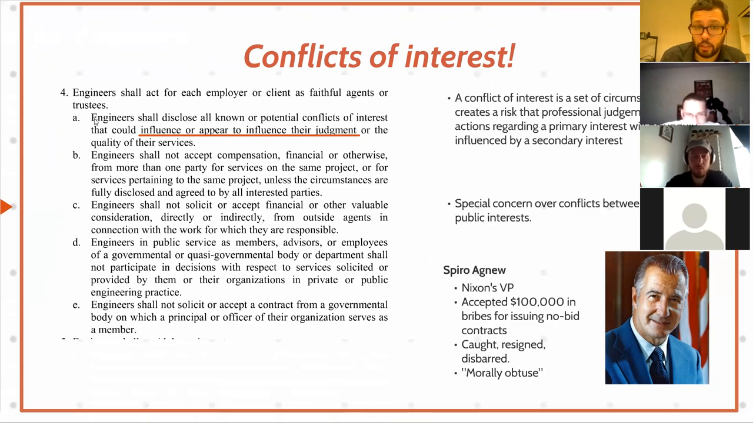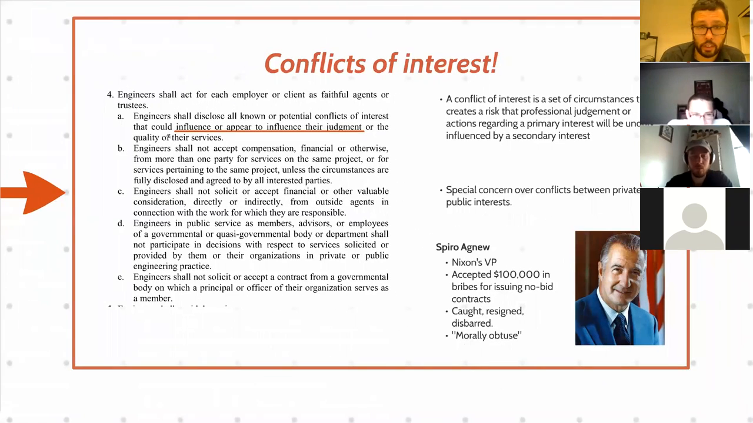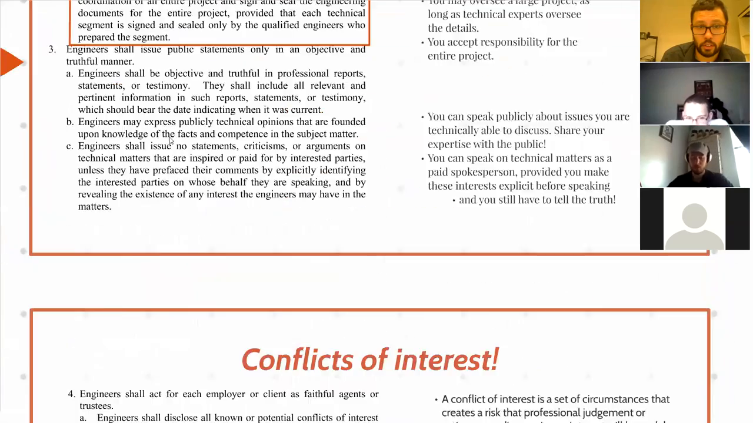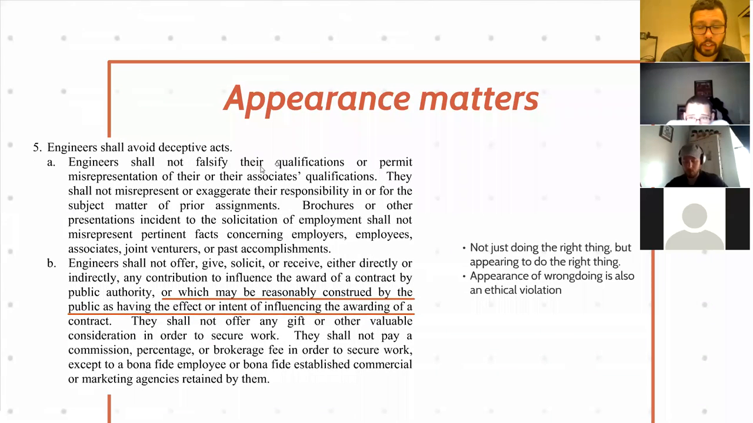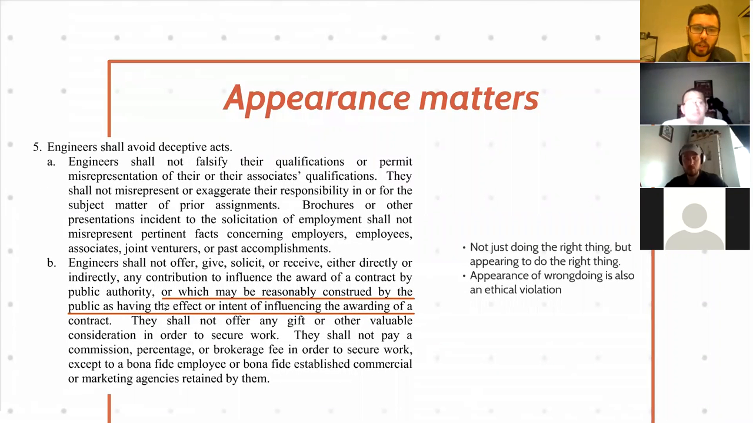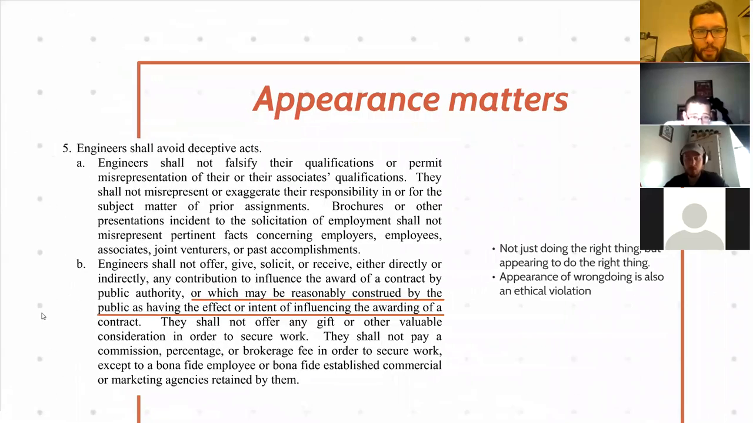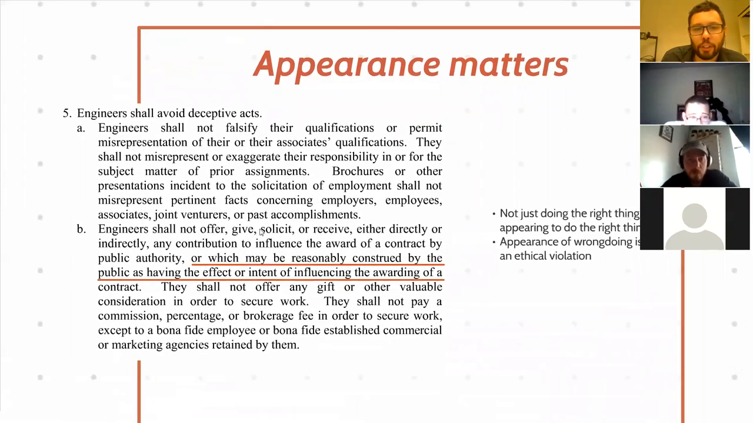And this becomes most clear in Section 5 of the Code of Ethics, where they talk about avoiding deceptive acts. Not misrepresenting yourself in brochures, but they say Part B here: engineers should not offer, give, solicit, or receive, either directly or indirectly, any contribution to influence the award of a contract by a public authority, or which may reasonably be construed by the public as having the effect of or intent of influencing the awarding of a contract.